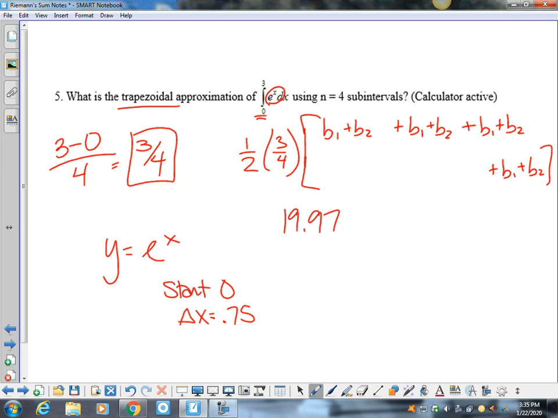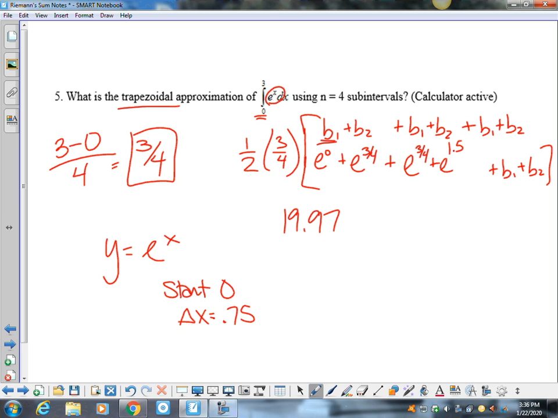So your base 1 is going to be e to the 0, whatever that is. And then plus this one's going to be e to the 3/4, and then this one's going to be e to the 3/4, and this one's going to be e to the 1.5. So you just have to keep going up, but it's all going to be in your table.